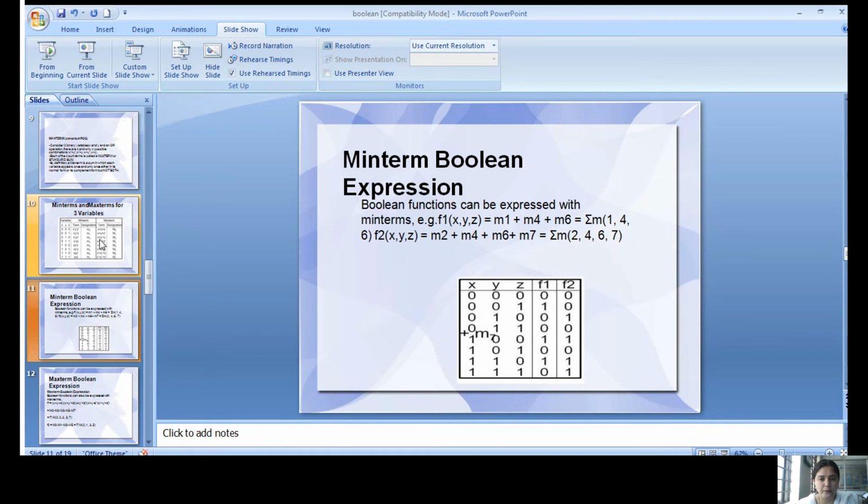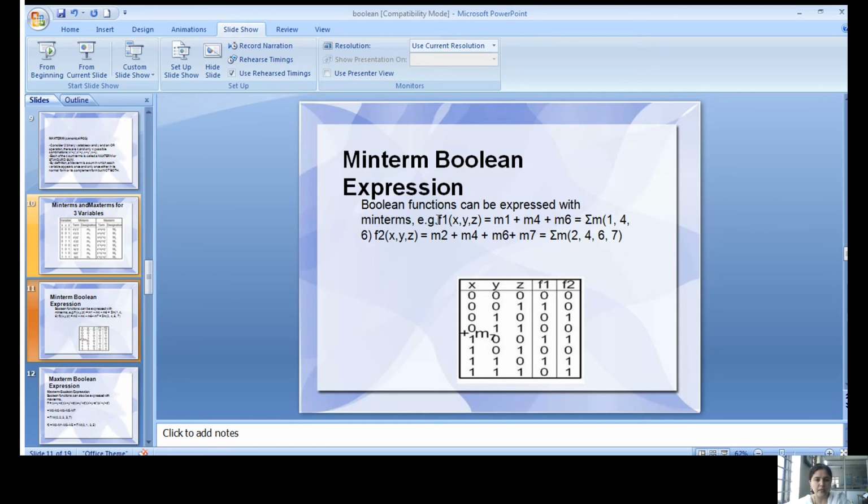So, min term Boolean expression. Okay. So suppose f1 of x comma y comma z is equal to m1 plus m4 plus m6. For a min term Boolean expression, the symbol is sigma, so sigma m 1, 4, 6. This expression is given and you should be able to write it in the truth table. Okay. Next, F2. There are two functions, which means you will be having two outputs: F1 is one output and F2 is the other output.